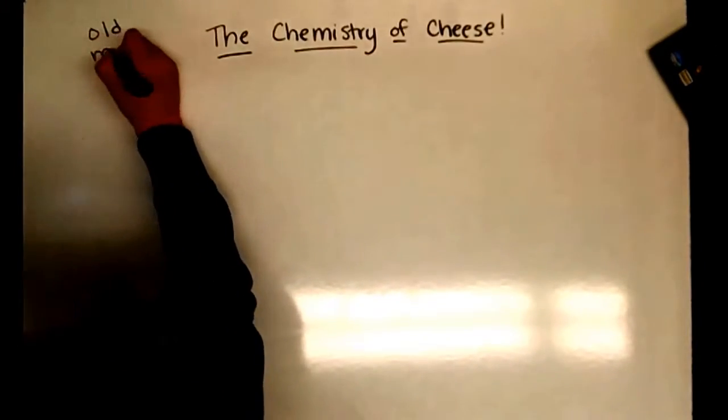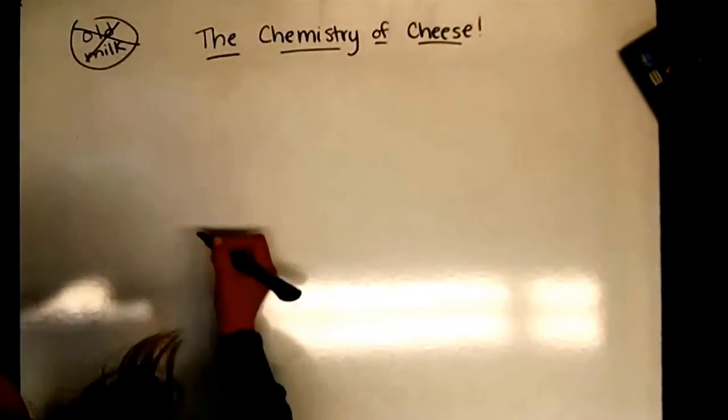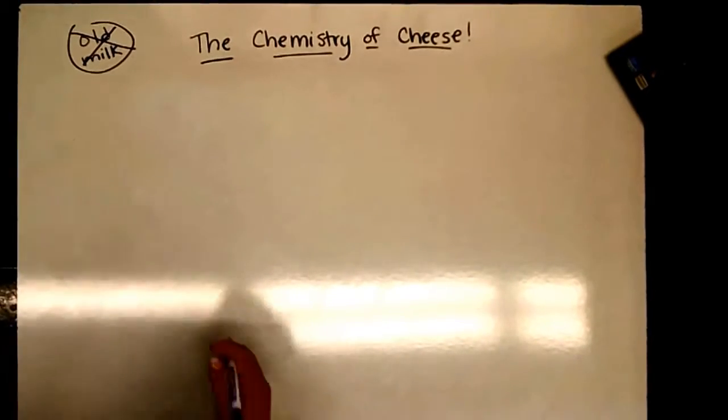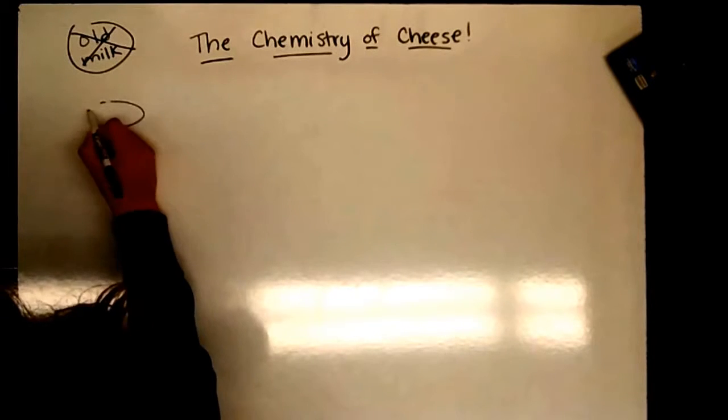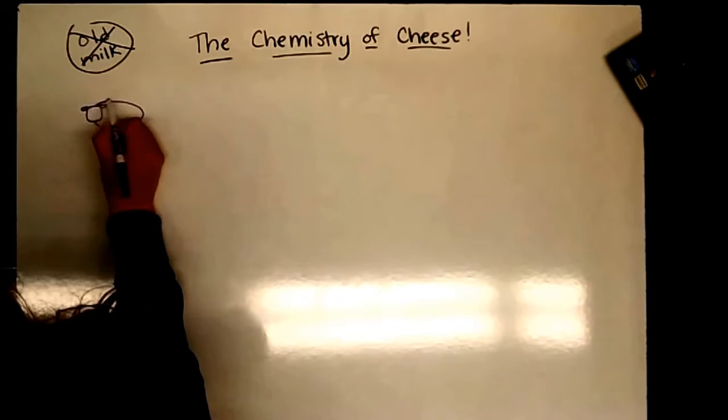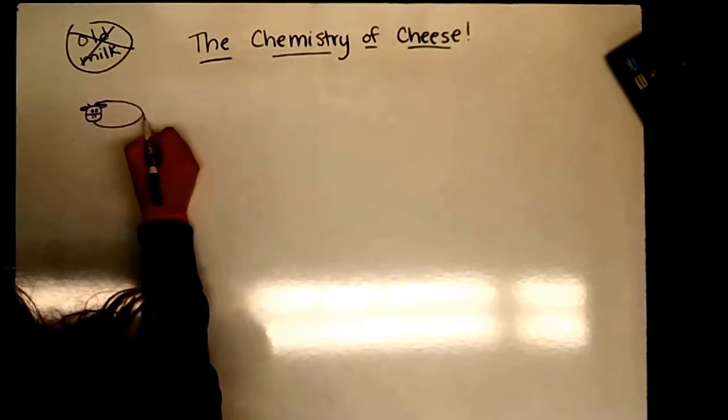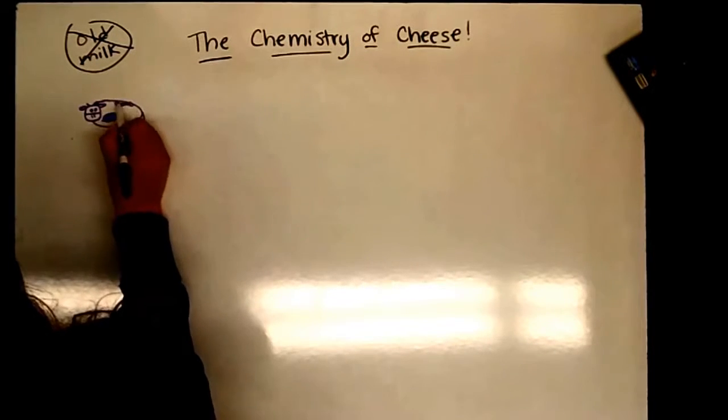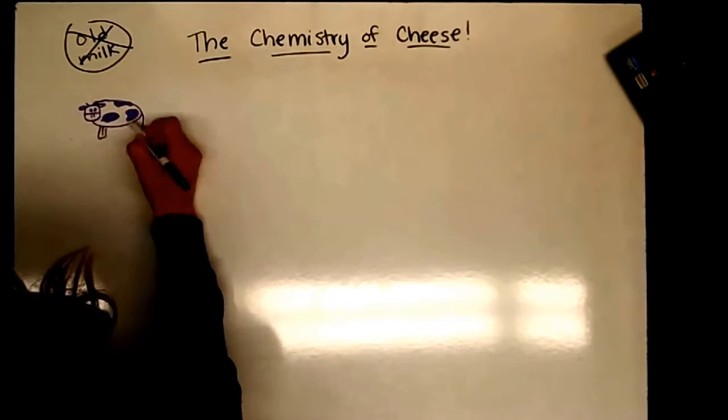First of all, the common misconception that cheese is old milk is wrong. The process is much more complicated than you may think. The first step in creating cheese starts at the milk-producing organism. For this video, we'll stick to a cow, but it could be a goat, or a llama, or your own personal favorite milk-producing organism.